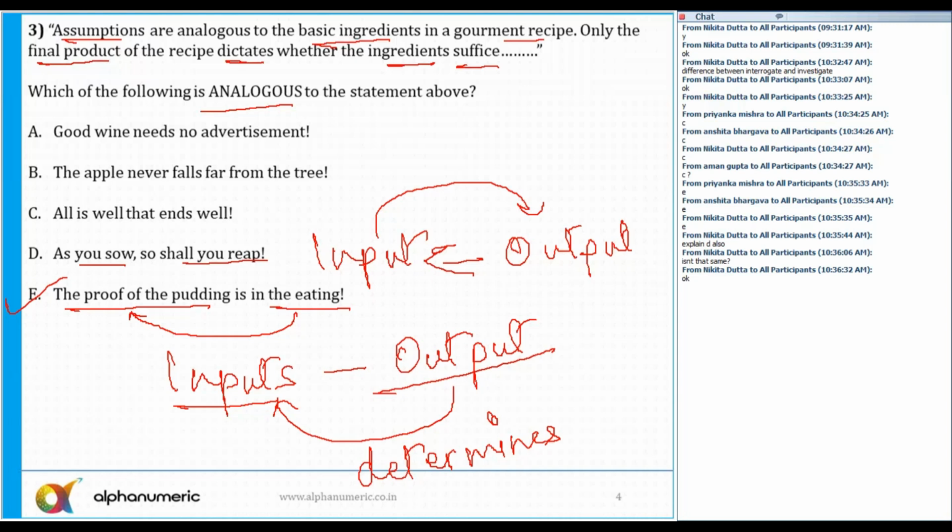Number C, all is well that ends well. That means the only thing that is important is the output. Inputs are immaterial in number C. So that is why that is also wrong. A and B have absolutely no relationship to this argument. So A and B can be eliminated immediately. It's not talking about input and output at all. Is this clear for all of you?